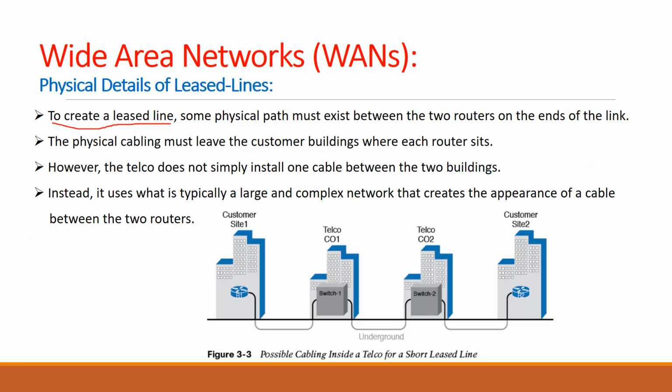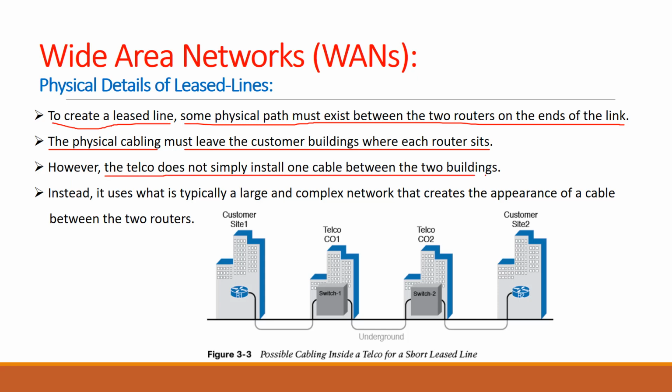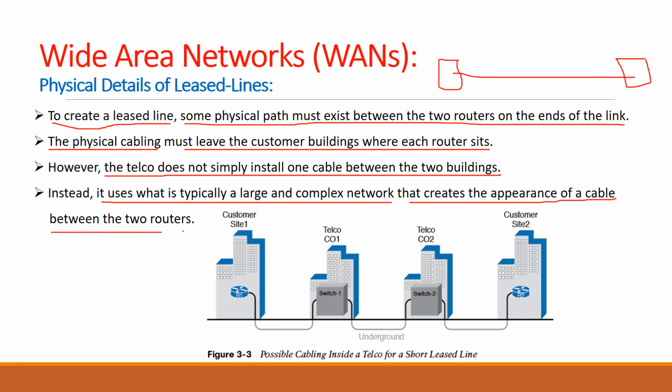To create a leased line, some physical path must exist between the two routers on the ends of the link. The physical cabling must leave the customer building where each router sits. However, the telco does not simply install one cable between the two buildings. There is no one cable between the two buildings. Instead, it uses what is typically a large and complex network that creates the appearance of a cable between the two routers.